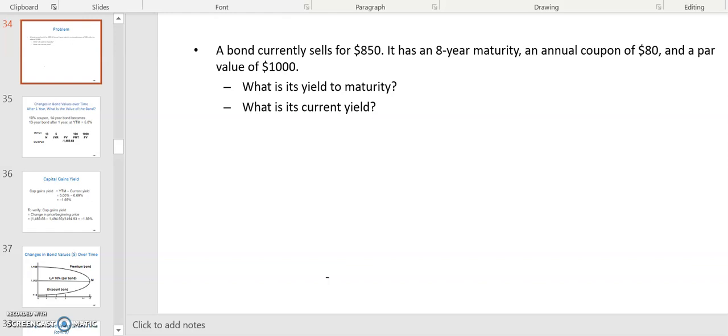This problem requires us to calculate the yield to maturity and current yield of a bond, given the following details. The bond currently sells for $850. It has an 8-year maturity, an annual coupon rate of $80, and a par value of $8,000. So first off, let's plot the timeline and the cash flows for easy understanding.